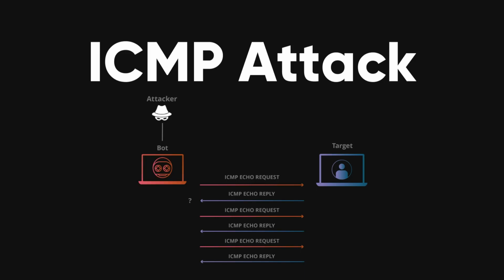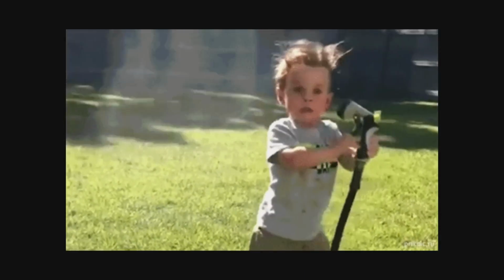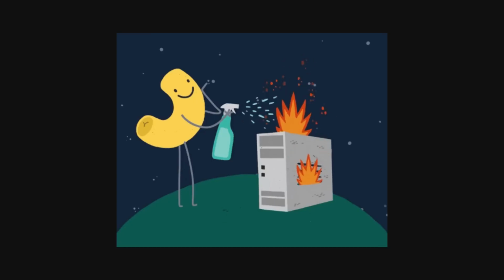First up, we've got the ICMP attack. It bombards the server with pings, except these pings are massive. Think of it like trying to drink from a fire hose. The server just can't keep up and it crashes.